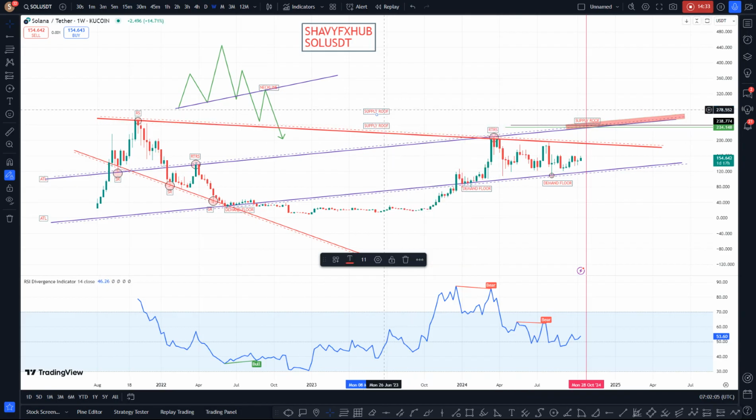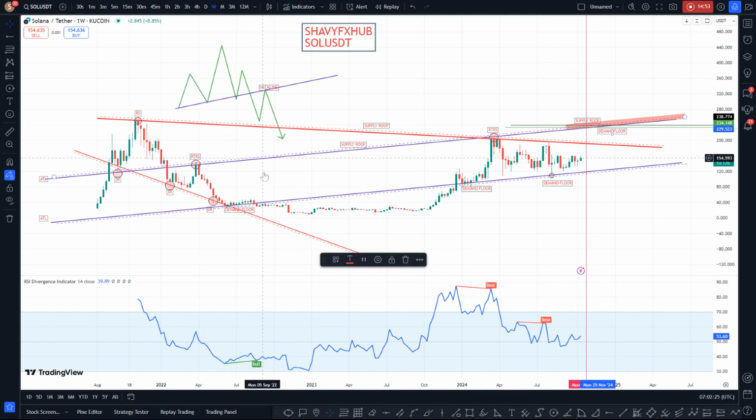A break of a supply roof will make it a demand floor. So in the future, if price becomes bullish enough, in a more extreme case, that price breaks the supply roof, it will automatically become a demand floor. And if that happens, we expect more uptick.